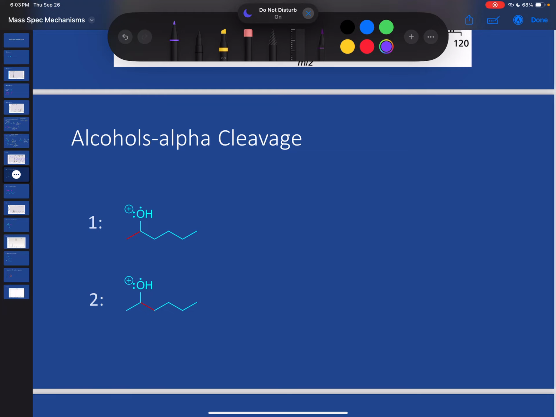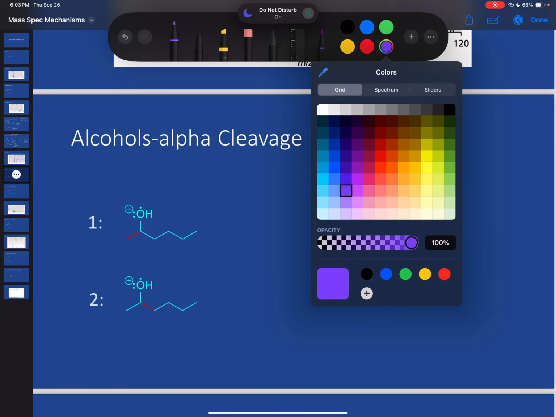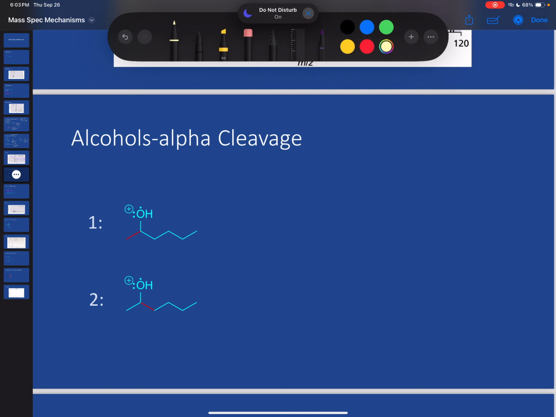Hi everyone, so I think this is video number 5, I'm starting to lose track a little bit, where we're talking about the mechanism for our mass spec. So this time we're going to start looking at alcohols. Now alcohols have two types of fragmentation patterns. They can do alpha cleavage. Once again, that is our homolytic cleavage.